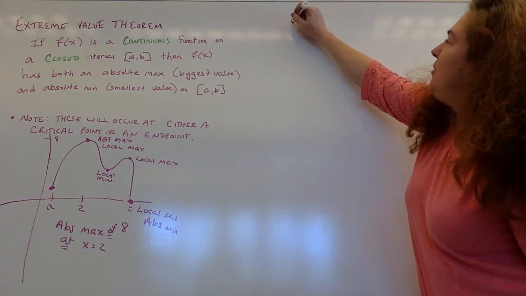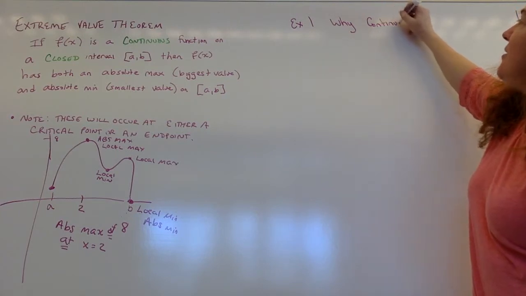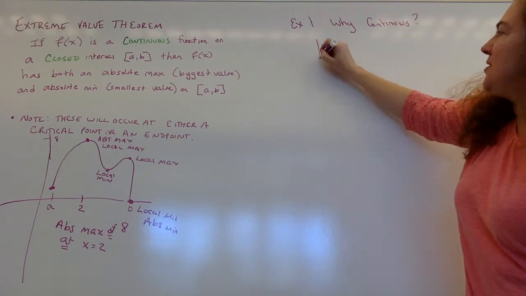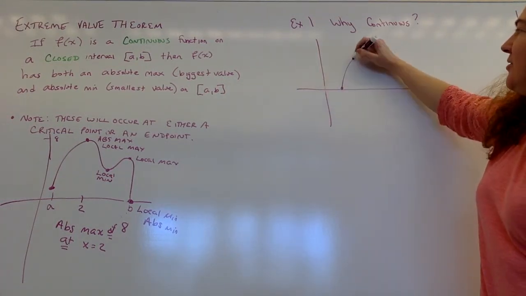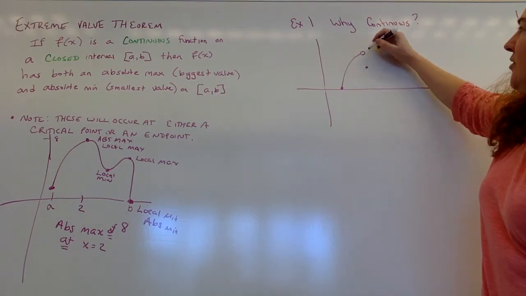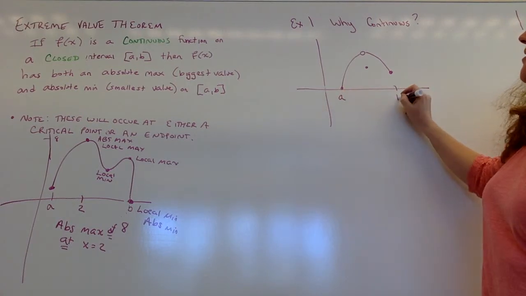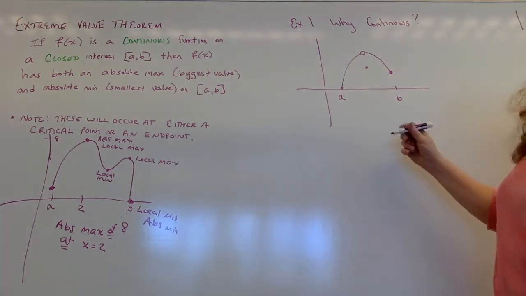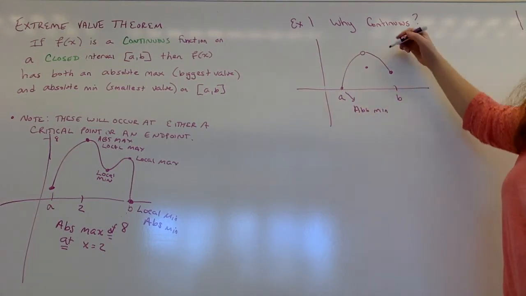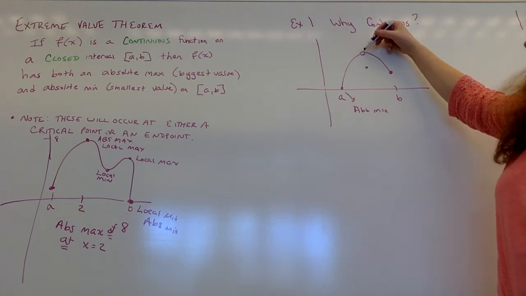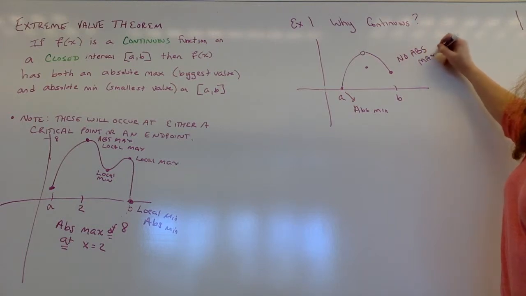All right, so here's an example. Why continuous? Well, suppose my function isn't continuous. So suppose I have a function that looks like, just do a really simple one here, like this. Here's A, here's B. It's defined everywhere. It has a smallest value. There's my absolute min. But where there should be an absolute maximum, there's a hole. So it has no absolute max.